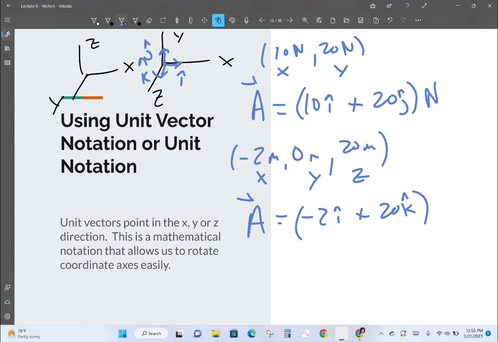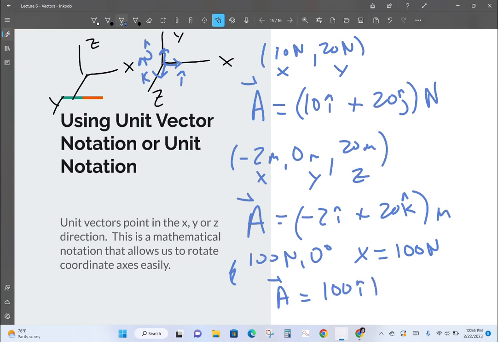If I just had a vector that was 100 newtons at 0 degrees, it's pointing in the east direction. So its x is 100 newtons. And so in unit vector notation, that would just be 100i newtons. So if we're given the magnitude and the direction, we have to resolve it and find the x and y, and then we can write it in that notation.